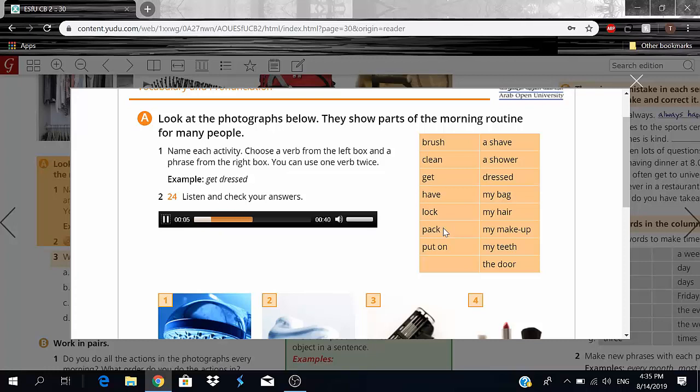Vocabulary and Pronunciation. Exercise A2. Listen and check your answers.